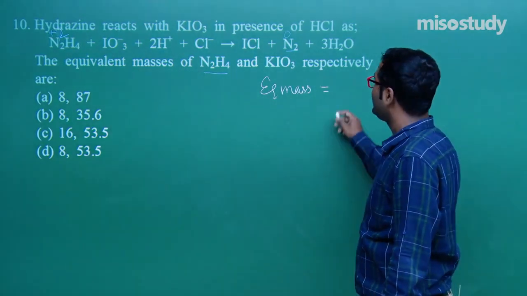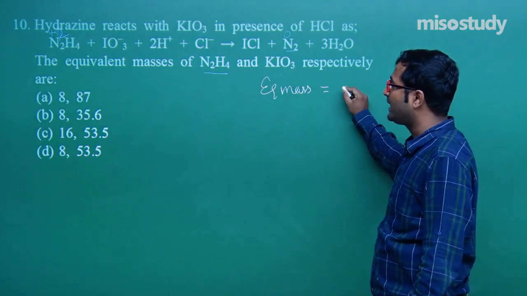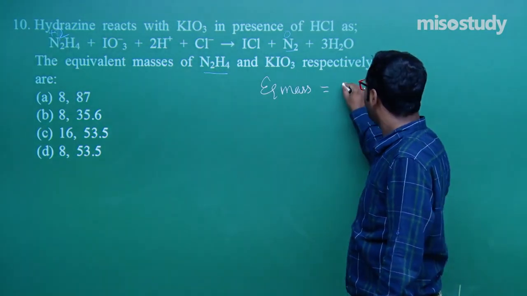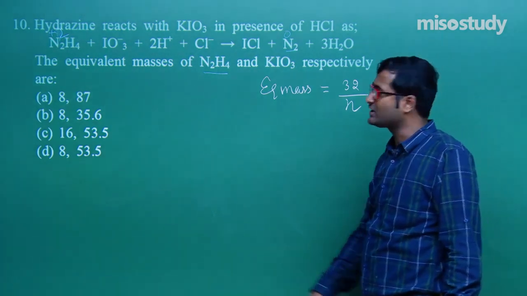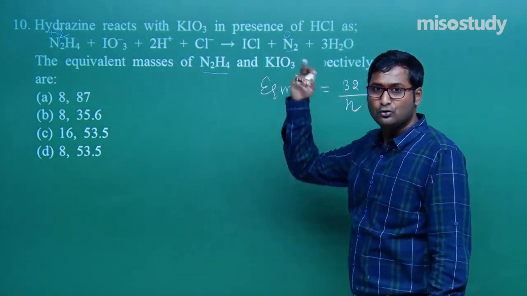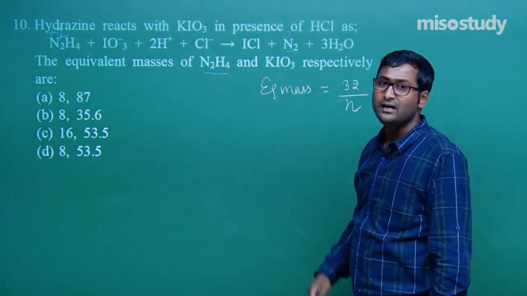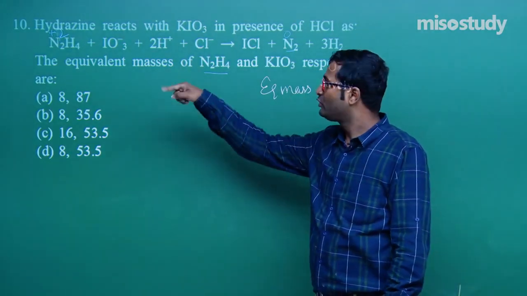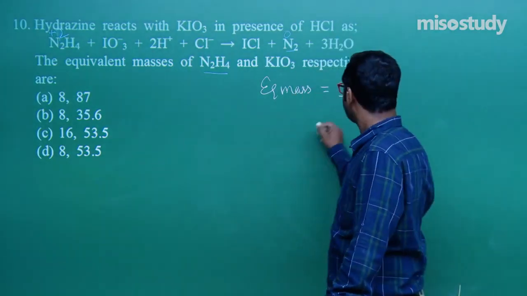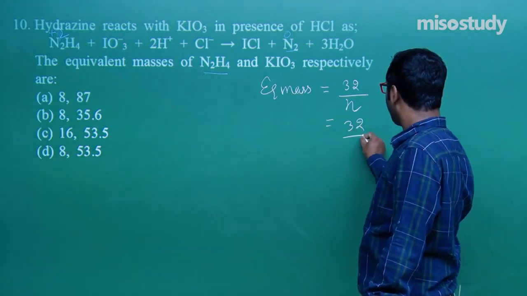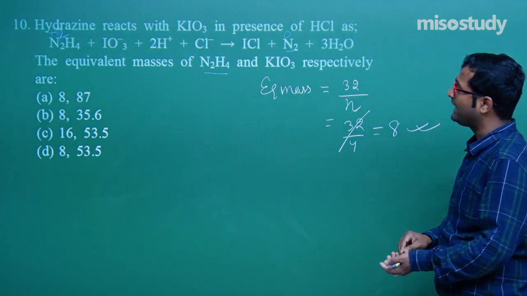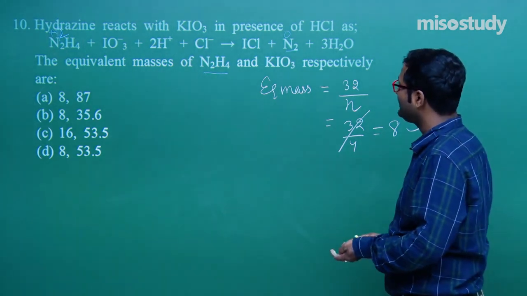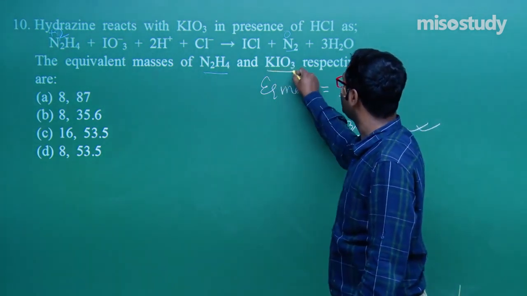What is the molecular mass of N2H4? Tell me. That is 2 into 14, 28 plus 4, that is 32, upon n. n is the change in oxidation state, -2 to 0. 2 nitrogens here, total change in oxidation state 2 into 2, that is 4. So 32 upon 4 is equal to 8. So the equivalent mass of N2H4 is 8, clear?